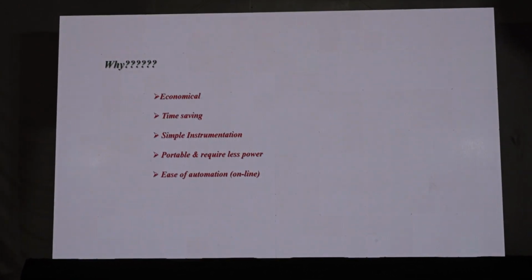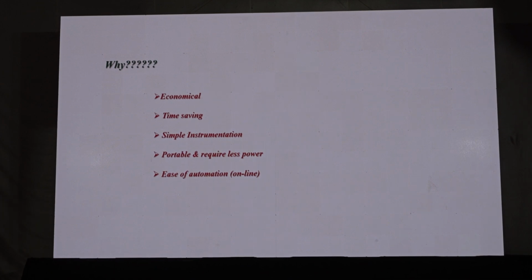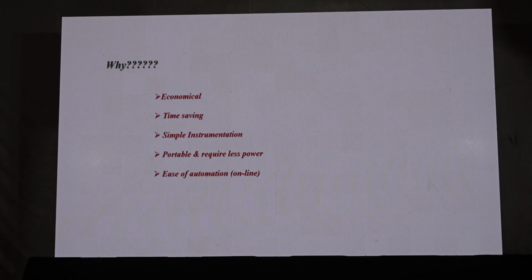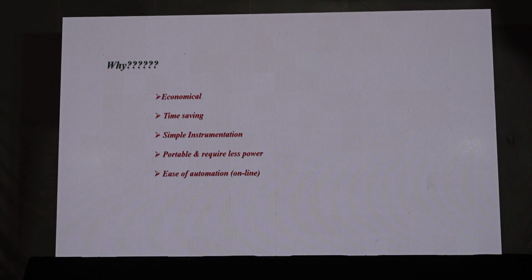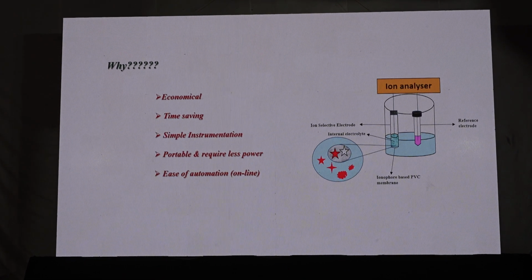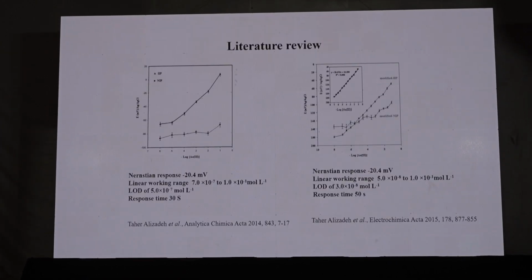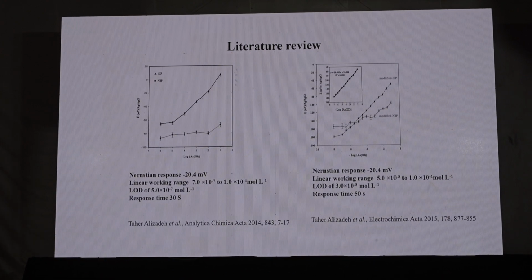So why did we select potentiometric sensors? Because potentiometric sensors are robust in construction, and their portable and compact size allows on-site analysis in remote locations. They also show rapid response time, and thereby we can effectively use this potentiometric sensor for sensing arsenic in natural water, especially in remote areas. These are the latest literature reports regarding arsenic ion imprinted potentiometric sensors.